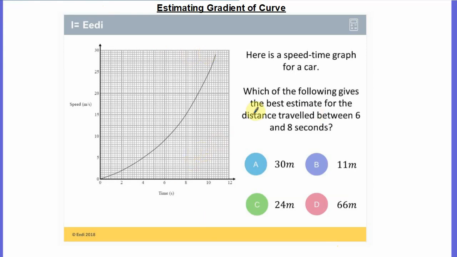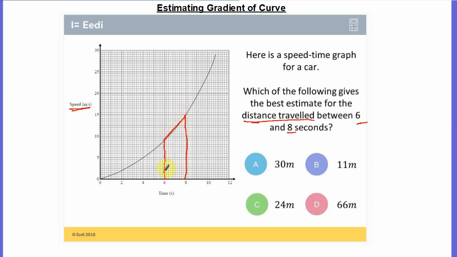Okay, so this first question is asking us for the distance travelled. And we've got a speed graph here, so when we've got a speed graph and we want to find the distance travelled, we're going to find the area underneath. So it's between 6 and 8 seconds. So 6 seconds is here. I'm going to draw until I hit my graph at this point here. And 8 seconds, I'm going to do the same. And then I'm going to complete that shape and make a trapezium. And we're going to find the area of this.